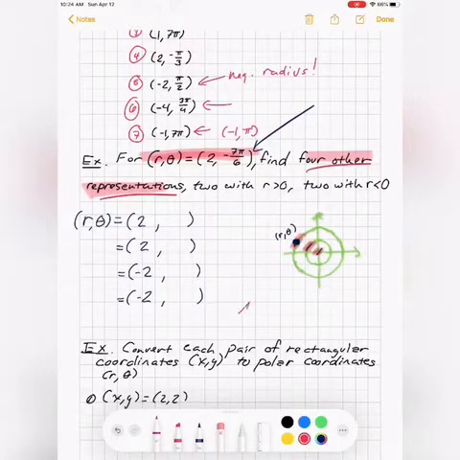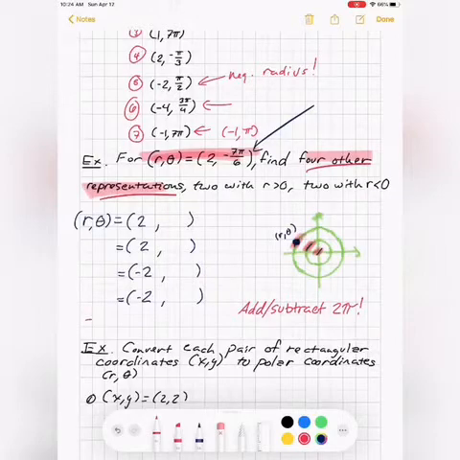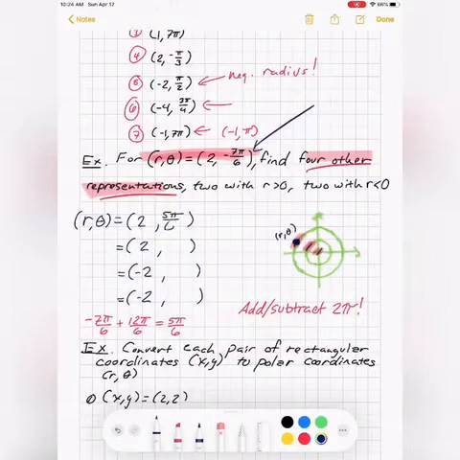So what could I do? Well, I could add or subtract 2 pi, right? So let me think. If I'm at -7 pi/6, I can add 2 pi. So what is that? 12 pi/6? So that would be 5 pi/6. And then let me check. So we're saying another way to get to the same point would be to find the angle 5 pi/6 and go 2 units out. Okay, looks correct.